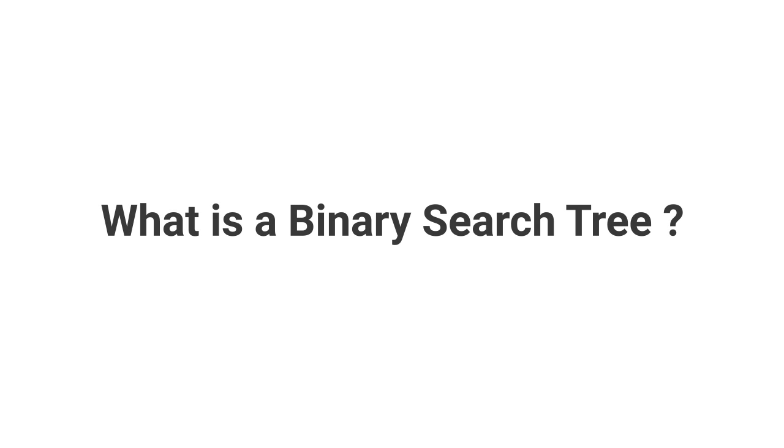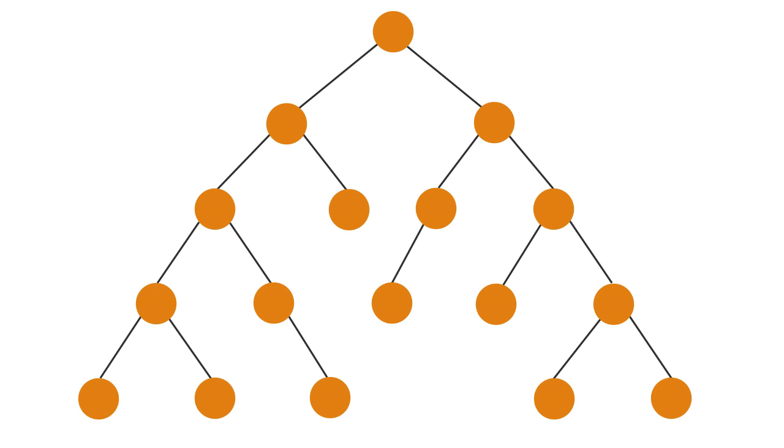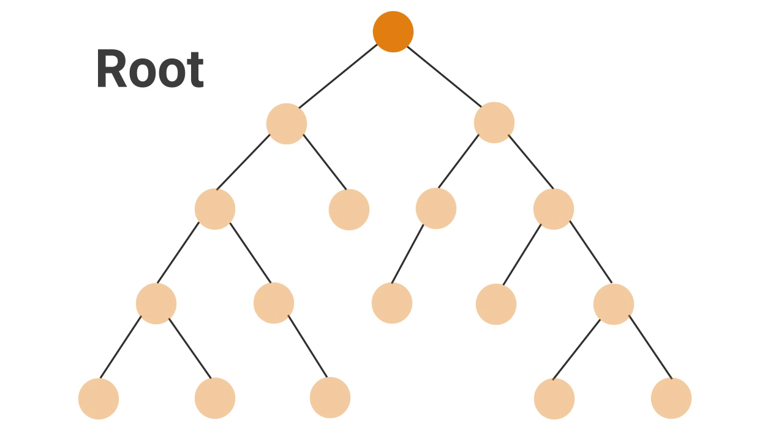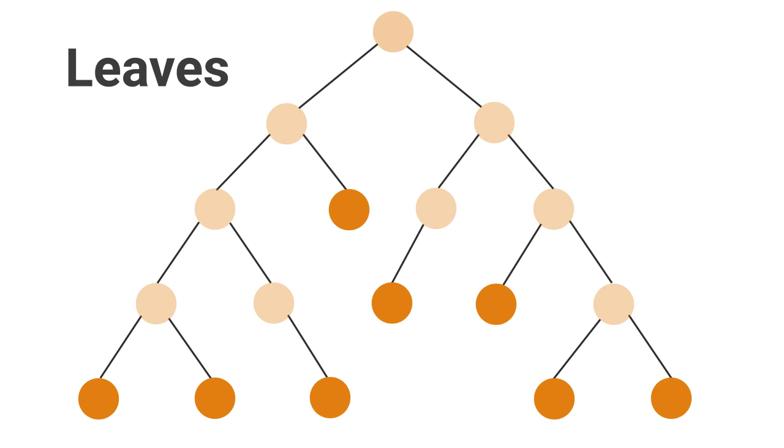What is a binary search tree? You might have already heard of the tree data structure. It's a way to organize data in a hierarchical way. A tree has a root with child nodes. Nodes without any children are called leaves.